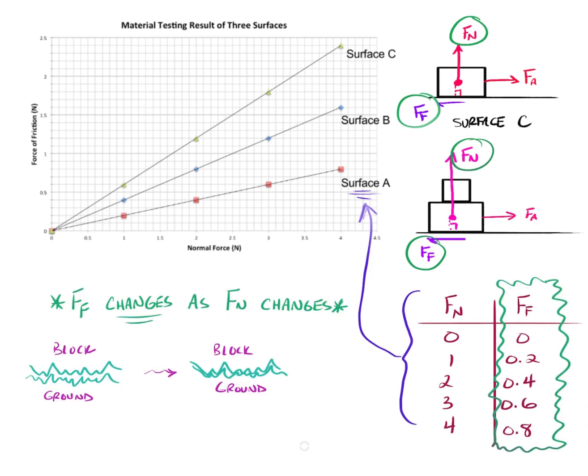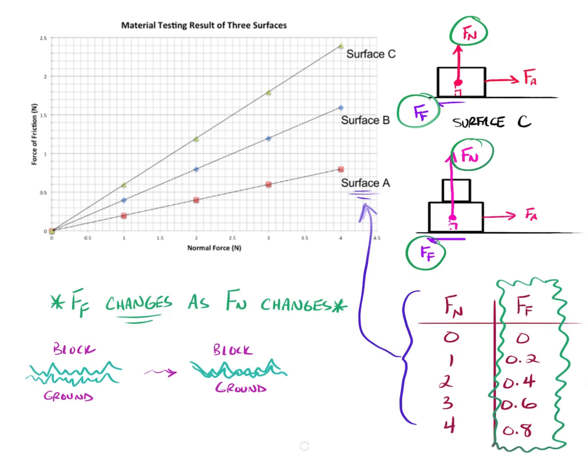The important thing is, if you notice here, the force of friction changes as the normal force changes. When there was no normal force, as you can see in the chart, there was no friction. When there was about 1 Newton of normal force, I had about 0.2 newtons of friction, 2 newtons of normal force, 0.4 newtons of friction. That's fine. Just understand that the actual force changes.